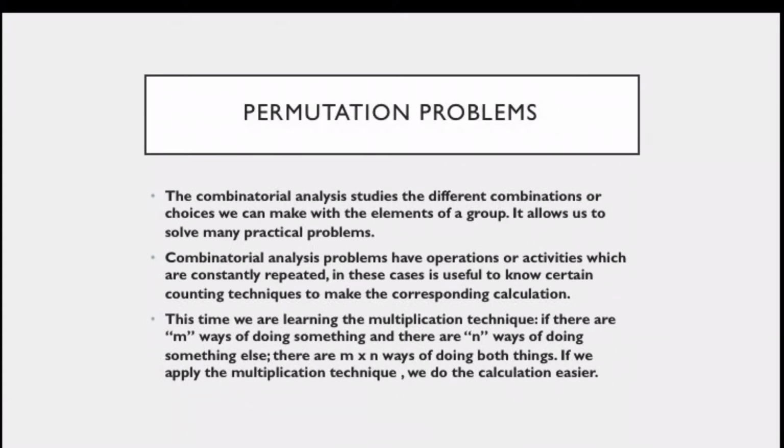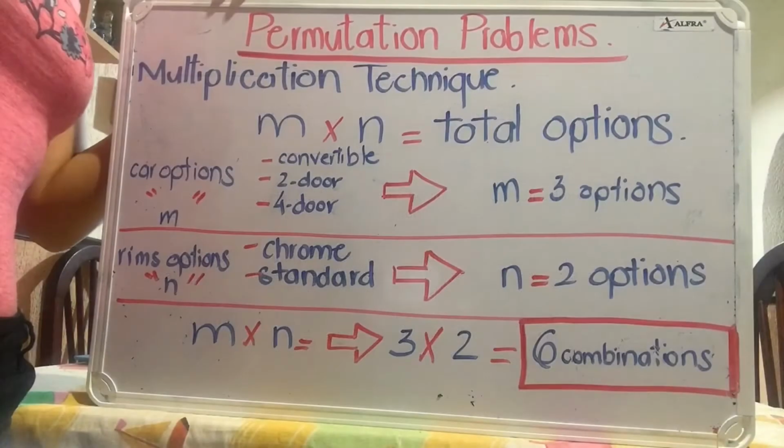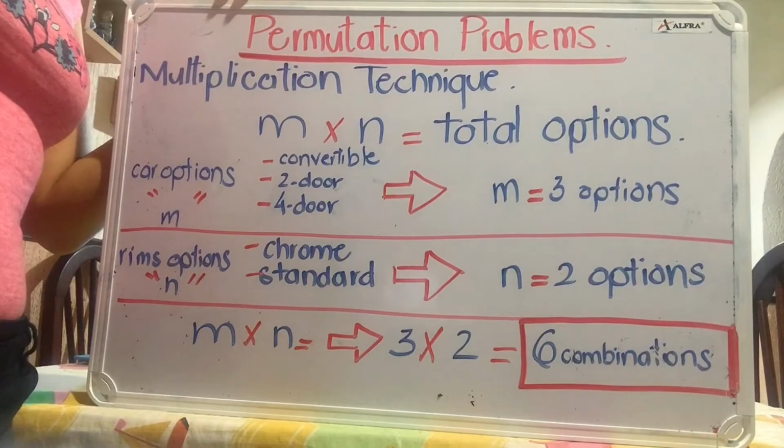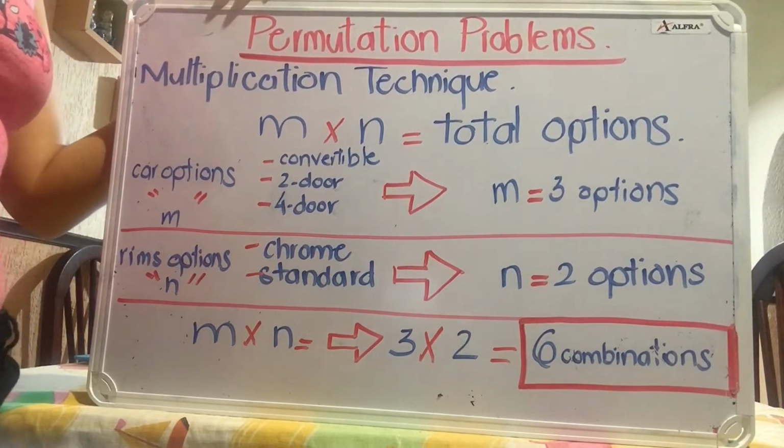If there are m ways of doing something and there are n ways of doing something else, there are m times n ways of doing both things. If we apply the multiplication technique, we do the calculation more easily. Okay, so let's read the first problem so we can see if we understand.